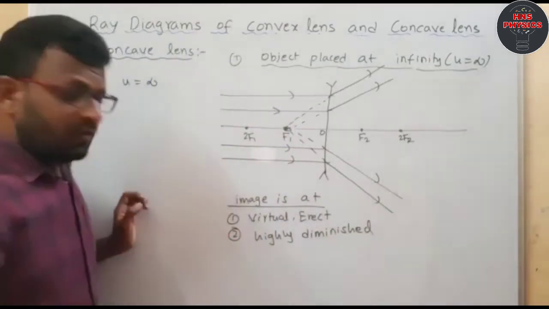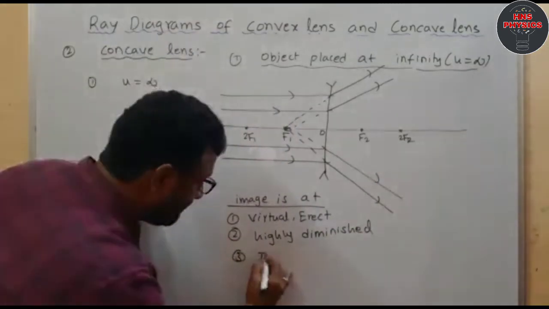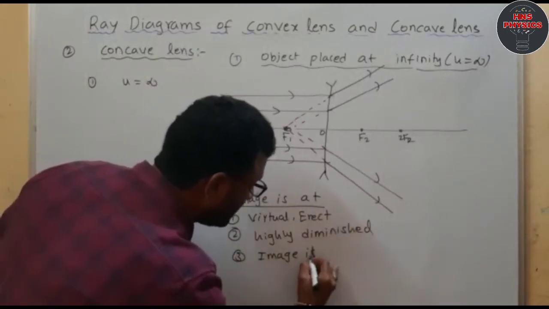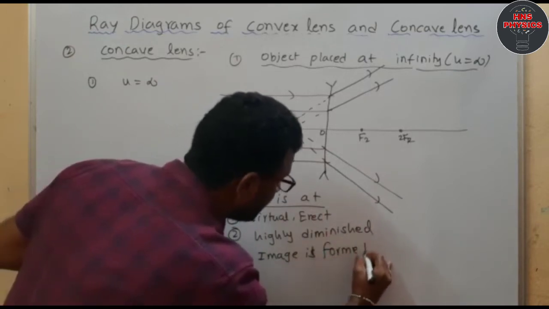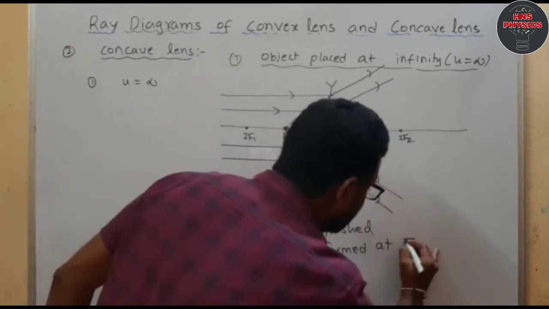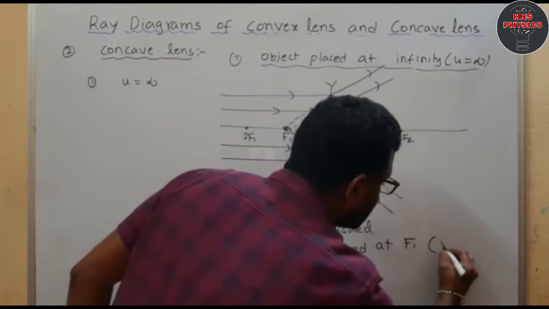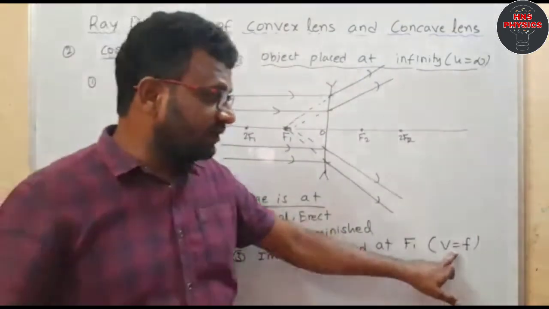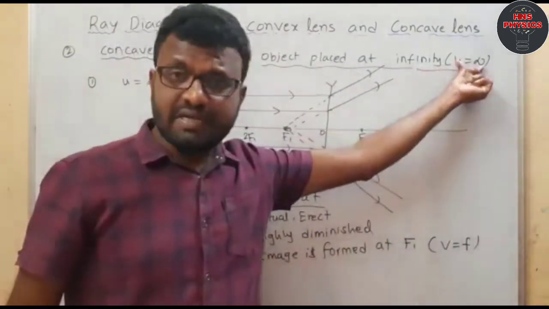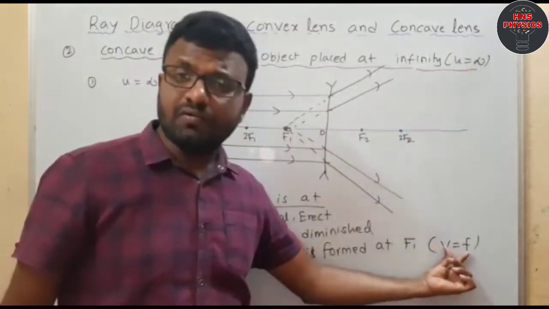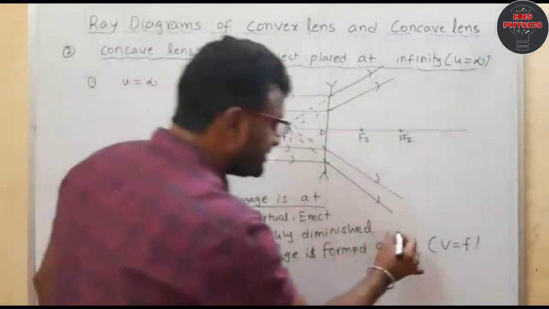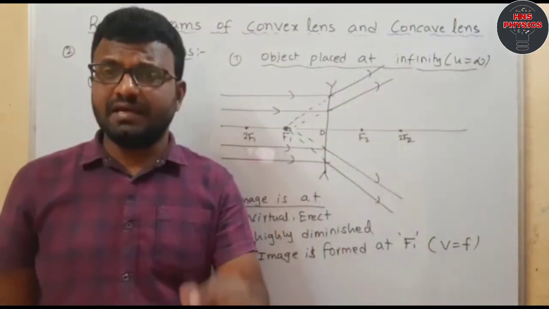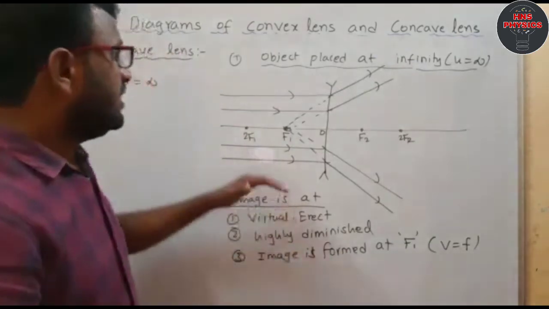Next, what about the third one? Image is formed at f1. That means here the image distance is nothing but the focal length of the concave lens. So the object is placed at infinity, and the image is formed at the focal length of the lens, that is, at f1. So that image is highly diminished, meaning a point size. So this is the first one.